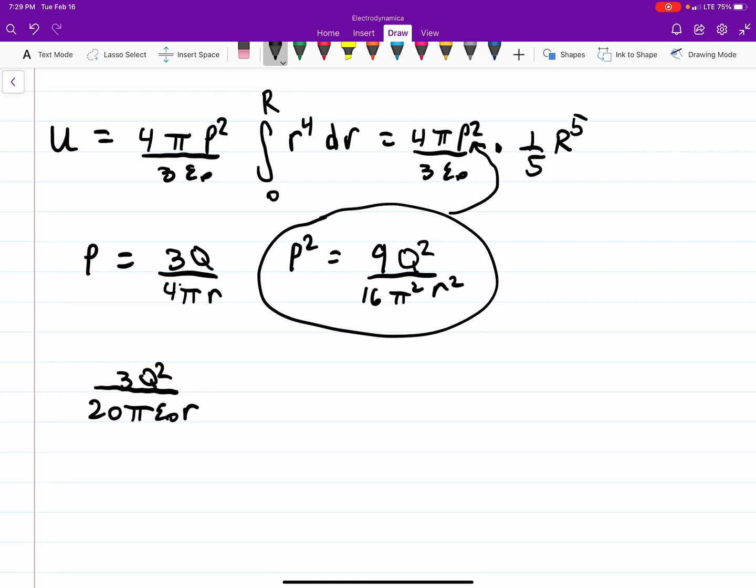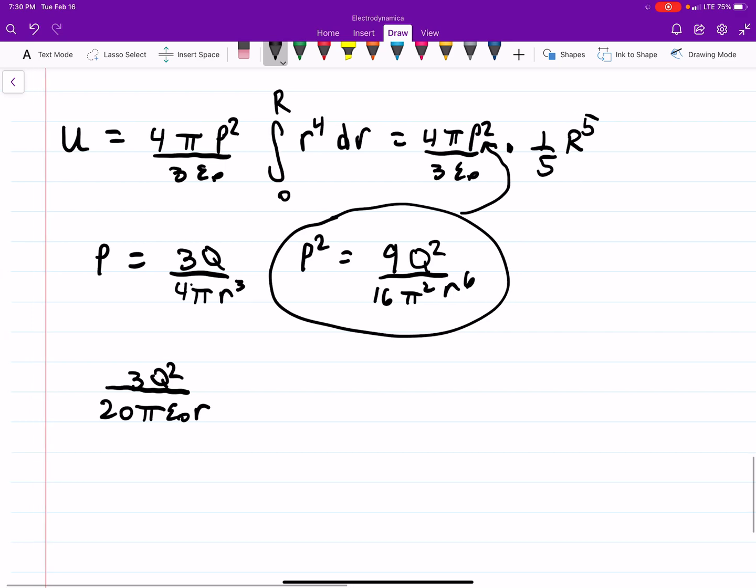Oh, I'm sorry. This should be cubed, and then this should be to the 6th now, right? Because it's 4/3 pi r cubed. Totally missed that. I was looking at my work, and I'm like, how did I get that? So there we go. And that's it. That's all there is to do with that one.